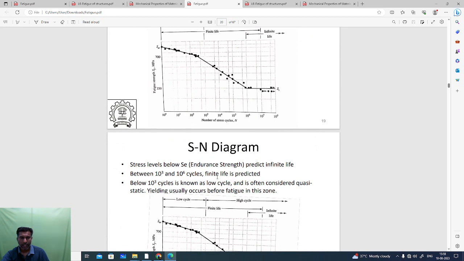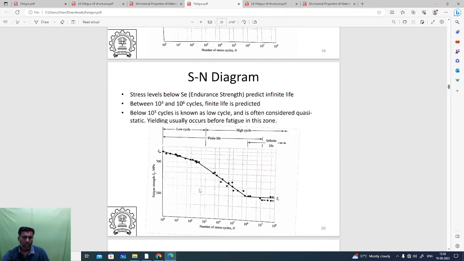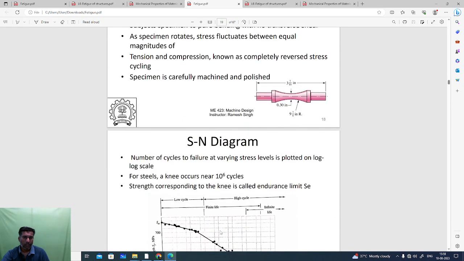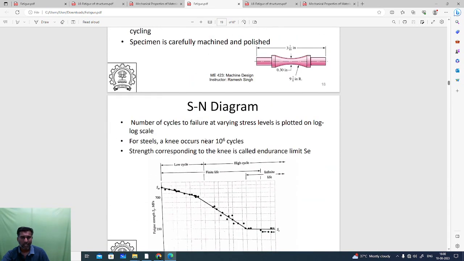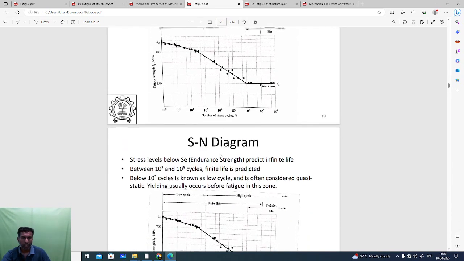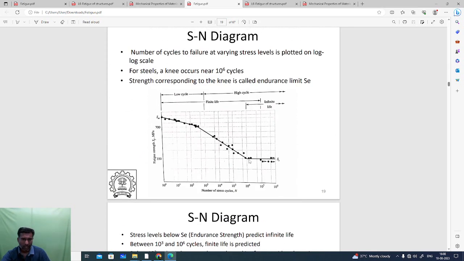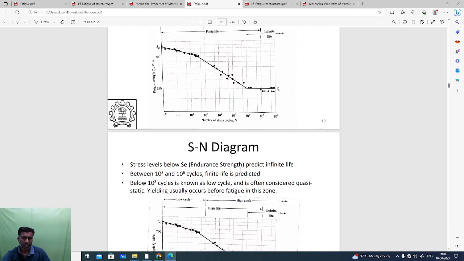Next one, the S-N diagram. The S-N diagram is also the stress-life diagram, unlike the strain-life diagram. So we are considering the endurance strength, only the strength. Endurance means the finite life is an endurance, and the infinite life is also an endurance.